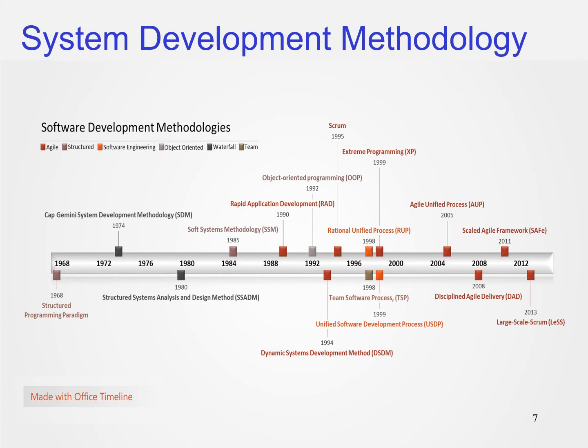If you can see, there are different color codes here. The ones in this kind of red mean that the methodology is using the agile philosophy. For example, rapid application development. What else?